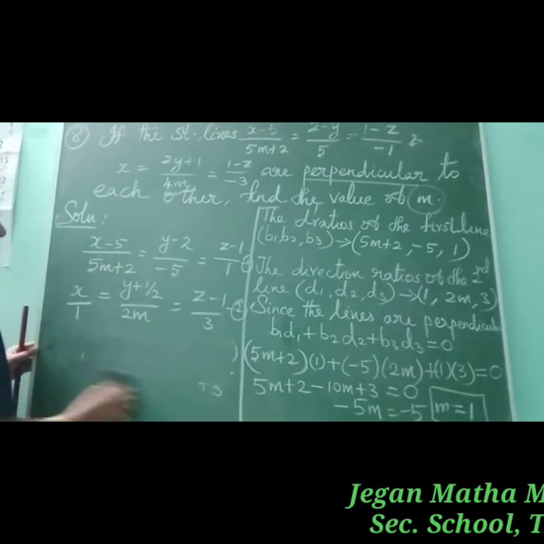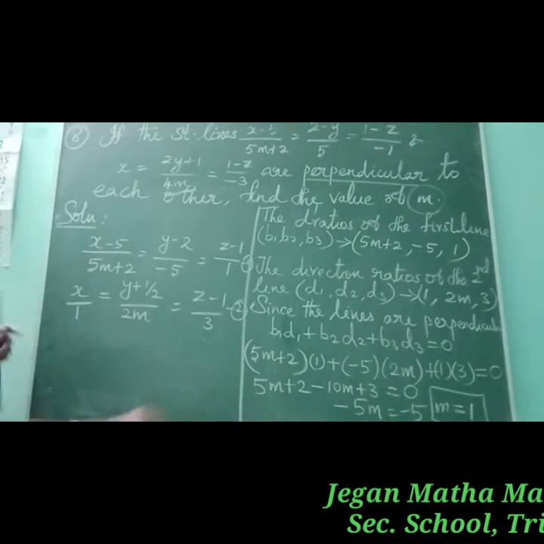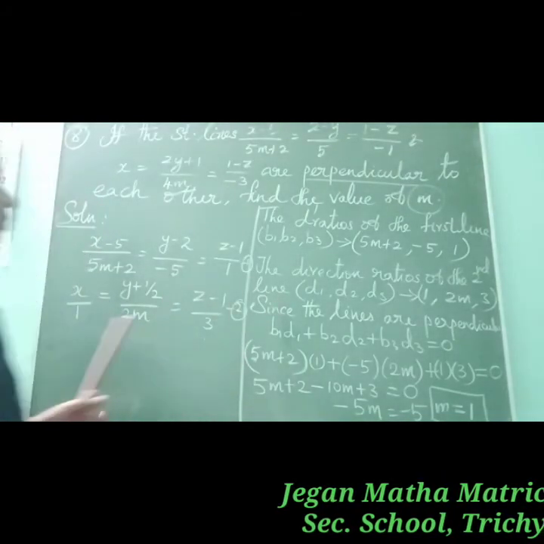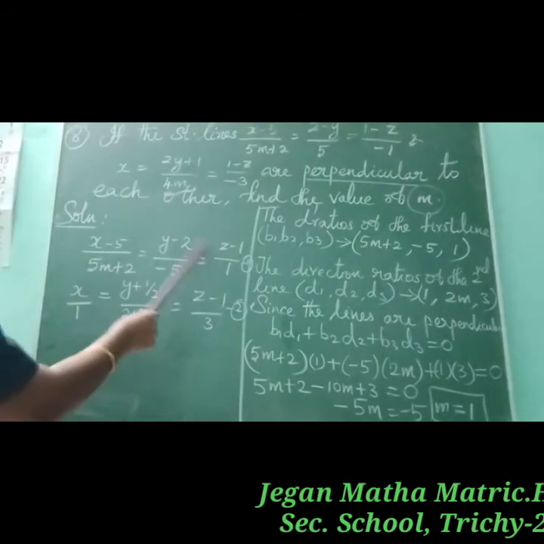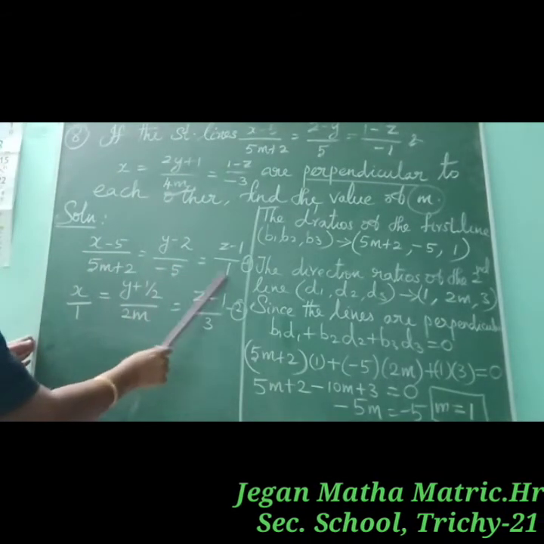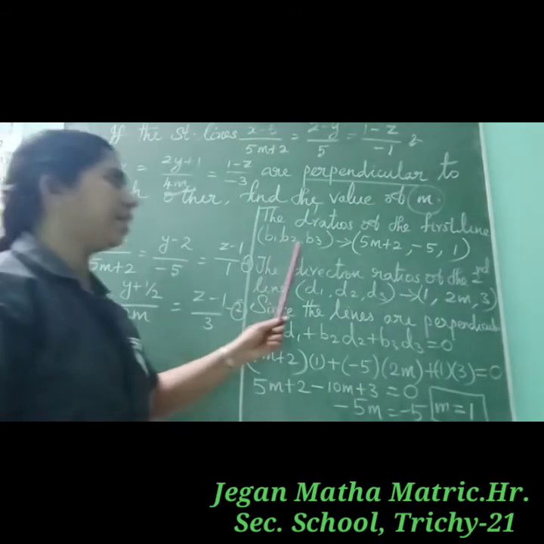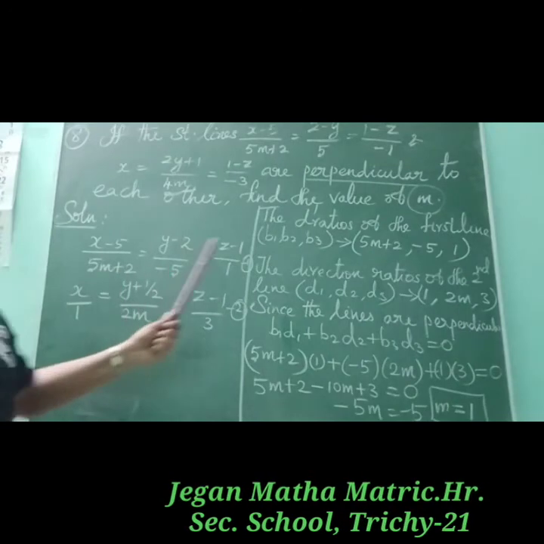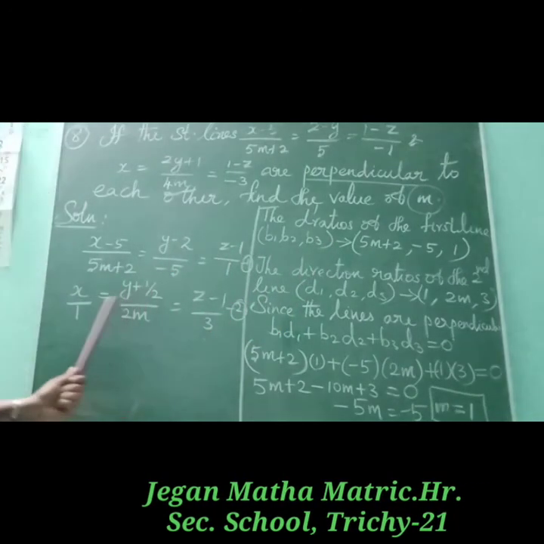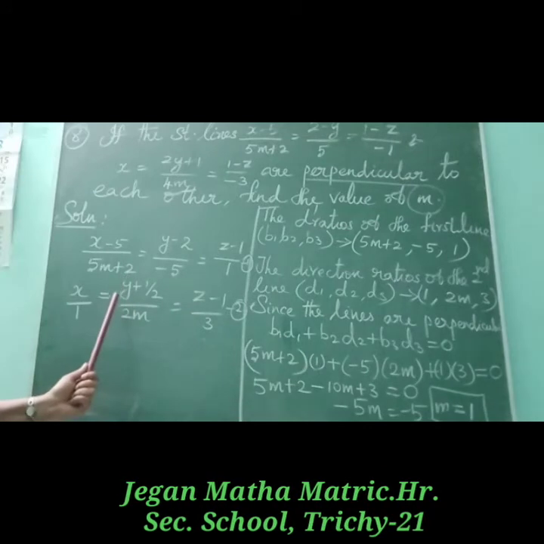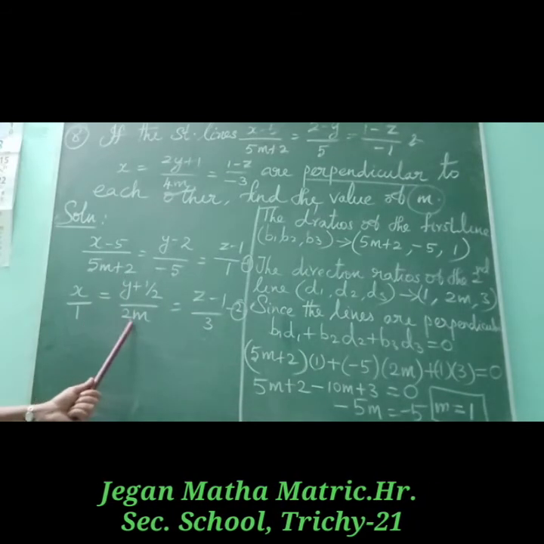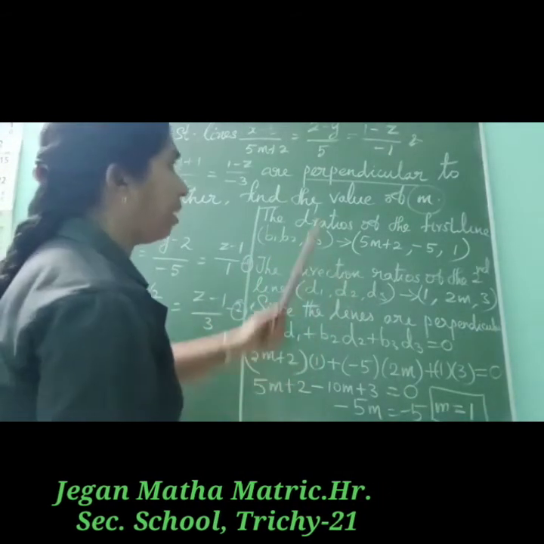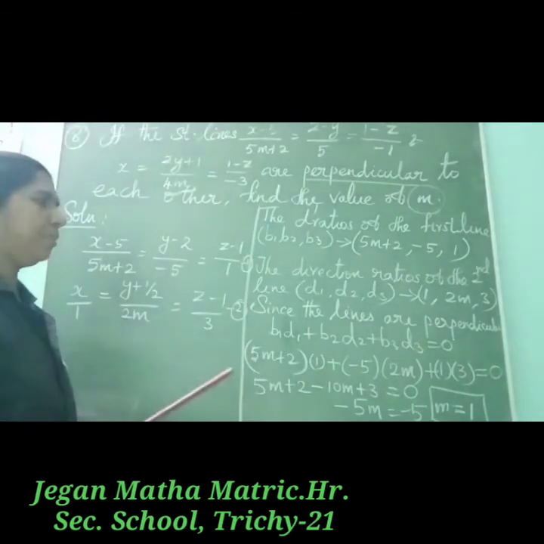Likewise, we have to rearrange the given equation in this form. Then only can you find the direction ratios. After rearranging, the denominator values always represent the direction ratios. So the direction ratios of the first line are 5m plus 2, minus 5, 1. The direction ratios of the second line are 1, 2m, 3.